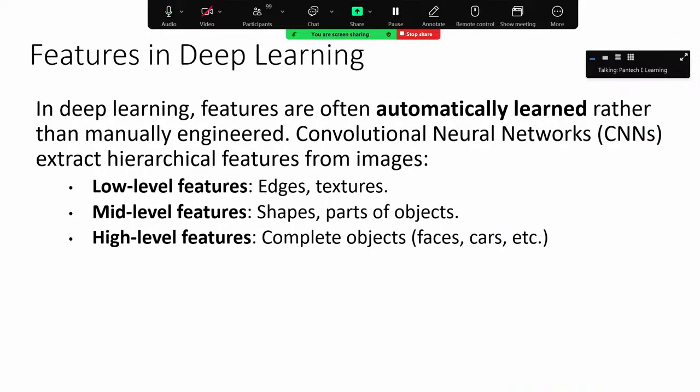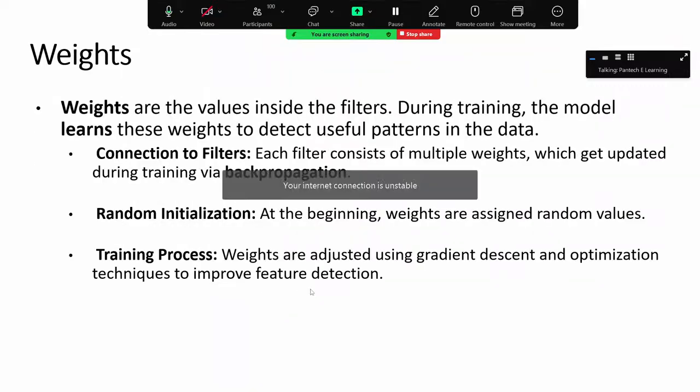So features in deep learning. In deep learning, features are automatically learned rather than manually engineered. Convolutional neural networks extract hierarchical features. Low-level features are like edges and textures. Then there are mid-level features, shapes and parts of objects. High-level features are complete objects like faces, cars, etc. So in any CNN network, we'll see techniques to improve feature detection.